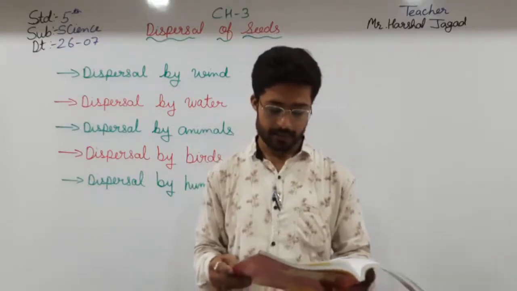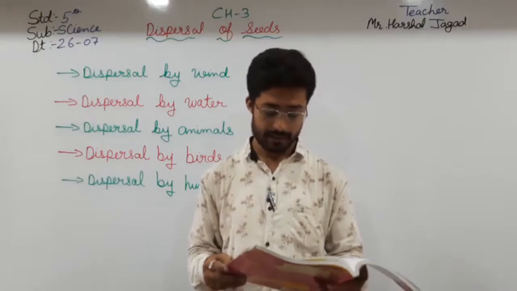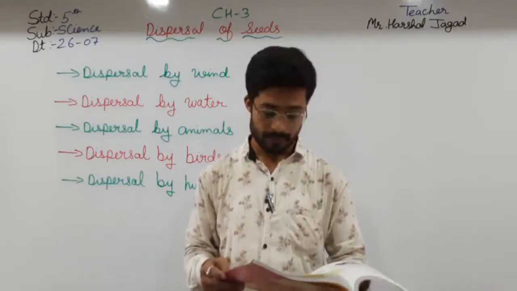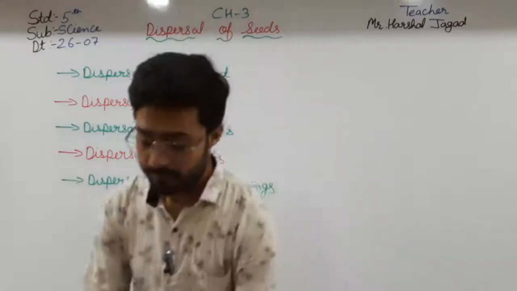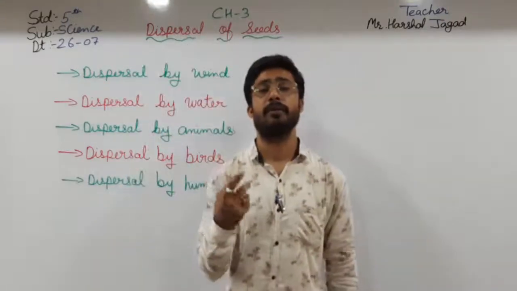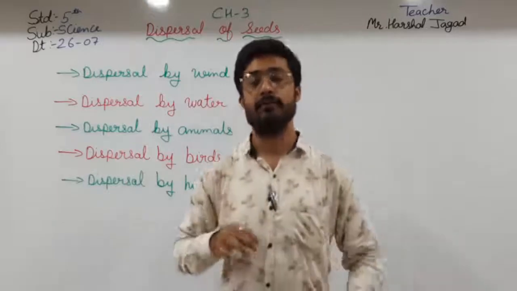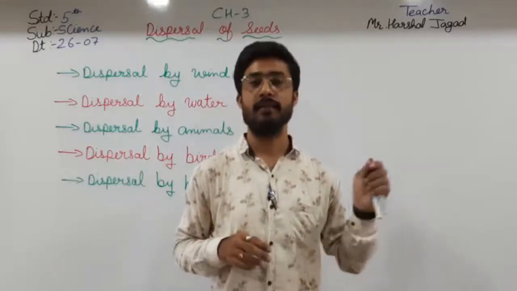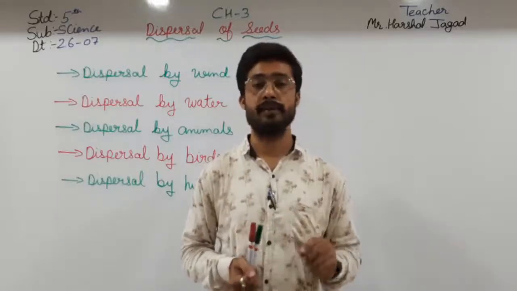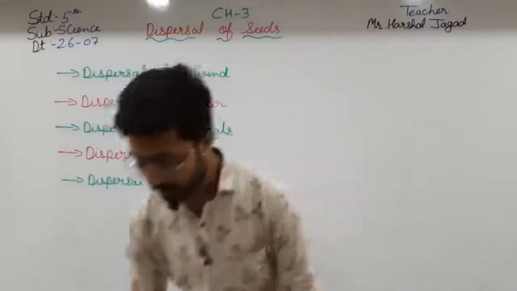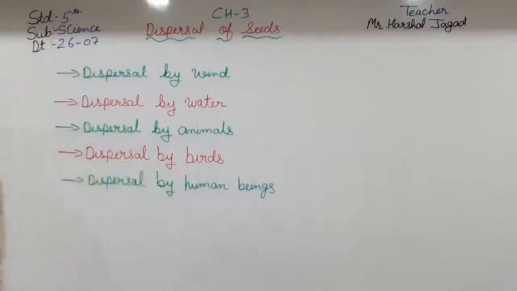Being scattered or dispersed in these different ways, the seeds get a better chance to grow without getting too crowded under the parent plant. So here, the same plant does not grow and overcrowd that area. For that, the dispersal of the seeds is necessary. Okay students, now we will move towards the exercise. Okay, in the exercise, question number 1.